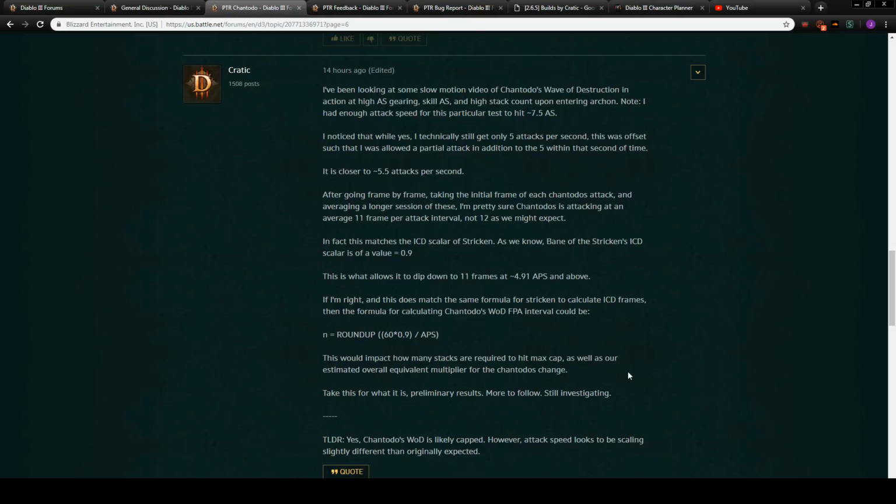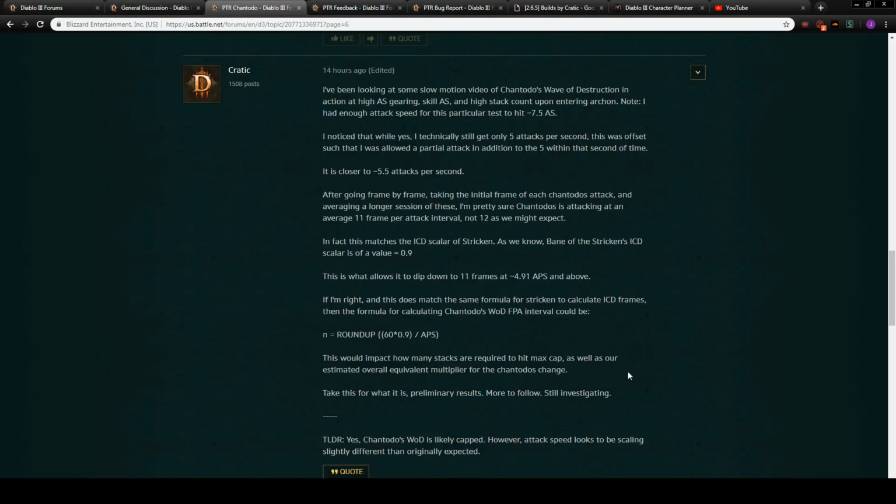So I took a quick look yesterday and figured out, from the video that I have on hand of the Chantodos Wave of Force test we did at high attack speed, that number one, the Chantodos Wave of Destruction does have a cap, but interestingly, it wasn't where I was thinking it was. And I don't think this is because it's necessarily not capped at a certain spot. I think it's more that the attack speed scaling is different than we were thinking. That's my guess anyway.